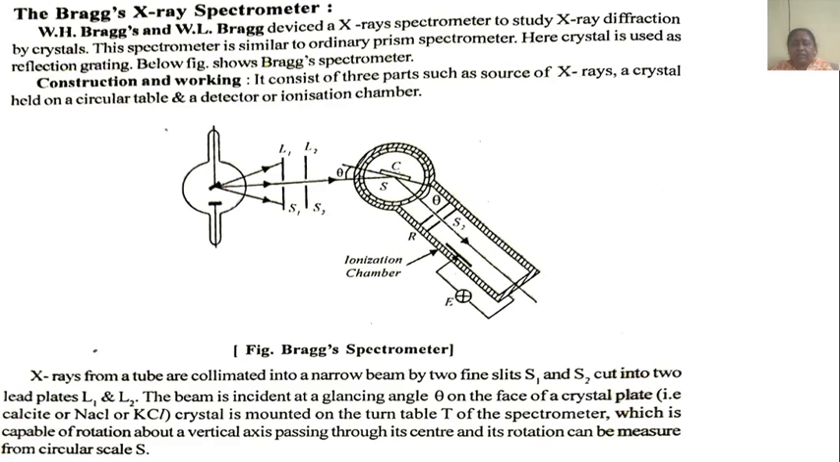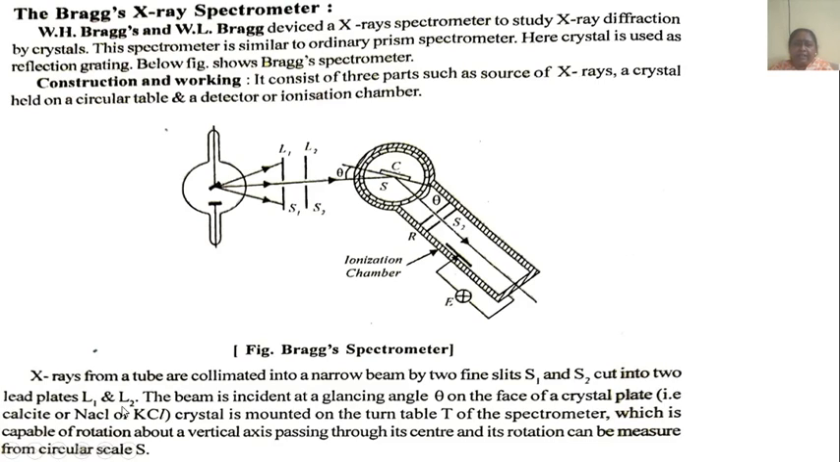Now see the construction and working. It consists of three parts. The first is the source of X-rays. Another part is the crystal held on a circular table. That is the second part of this Bragg X-ray spectrometer. And the third is a detector, or ionization chamber, as seen in the figure.